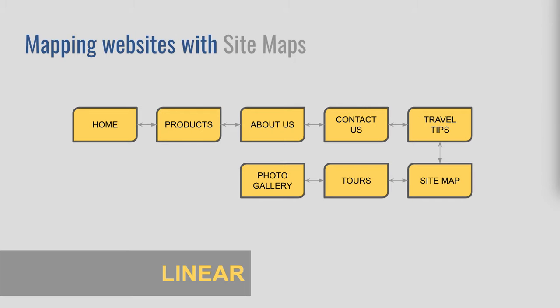I cannot get to the photo gallery without going from home, then to products, then to about us, then to contact us, etc. So you can see to get to the photo gallery, it's 1, 2, 3, 4, 5, 6, 7 clicks before I've seen any photos in the gallery. This isn't really great for the user's experience, is the first thing to consider.